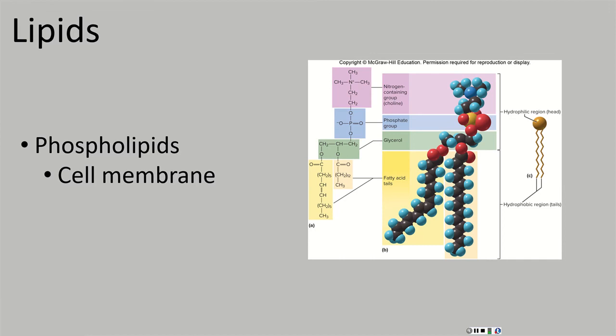This is going to be very important when we start talking about the cell membrane in chapters 3 and 4. The cell membrane is primarily made of these phospholipids. So we're going to see this kind of tadpole-looking picture quite a bit over the next couple of chapters.